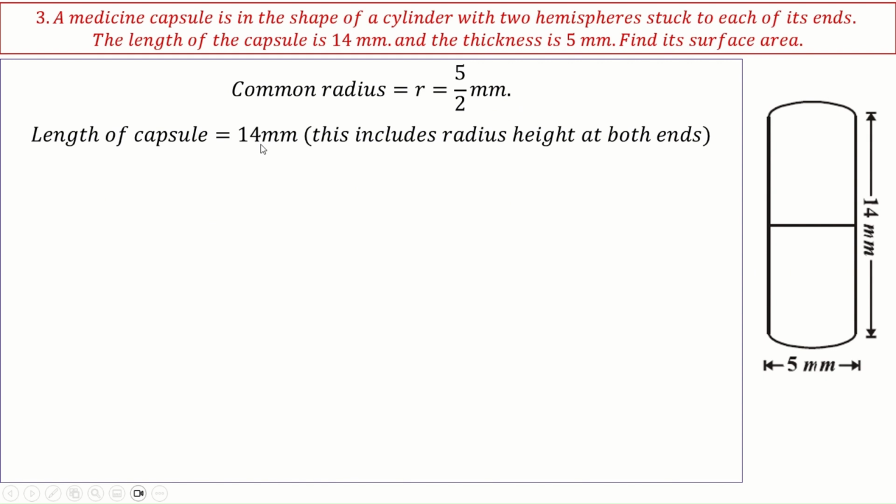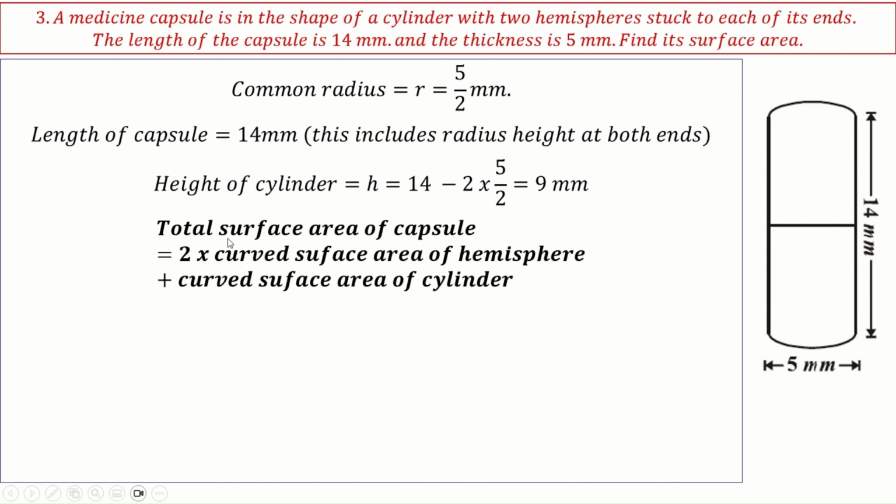Length of the capsule is 14 mm. This includes the radius height at both ends. Here the hemisphere height is also included in this 14. Which is nothing but radius height plus radius height, that is 2 radius, that is 5 mm, right? Diameter height basically 5 mm. So height of the cylinder is 14 minus 2 into 5 by 2, which is 5. So 9 mm is the height of the cylinder.